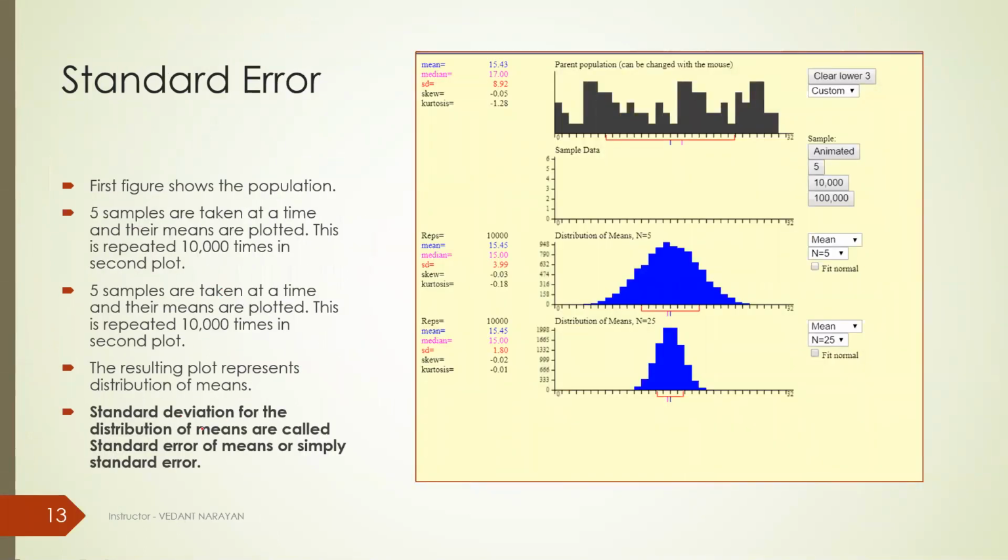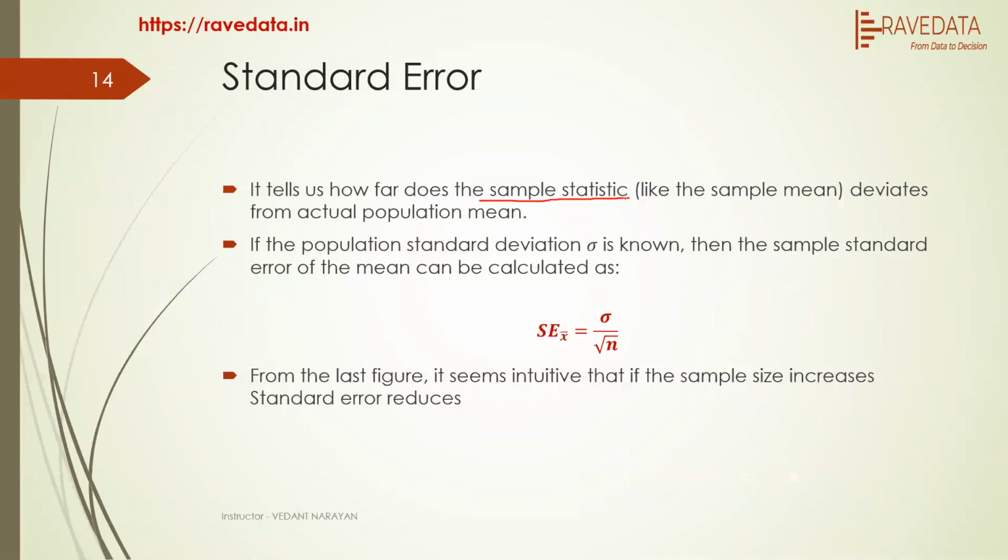So standard error is nothing but the standard deviation for the distribution of means. This is the sampling distribution, and the standard deviation of this sampling distribution is called standard error. And you see, as the number of samples increases, the standard error reduces. As n increases, standard error reduces. I have just shown you in the animation earlier. So it tells us how far the sample statistic deviates from the actual population mean.